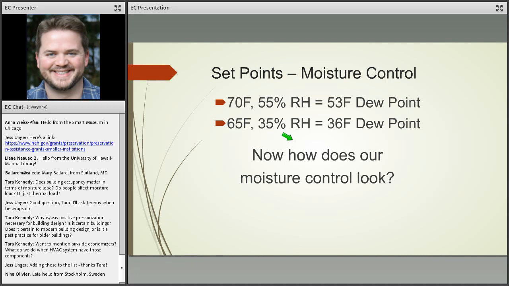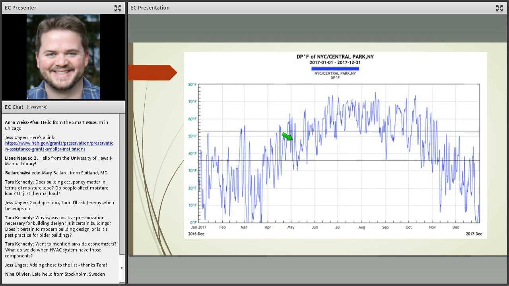If we plug these into that same chart, what does the aspect of moisture control start to look like? And here we are. Now notice that 70-55 condition was a 53-degree dew point, and that 65 degrees and 35% relative humidity was here at about a 36 or 37-degree dew point. So when we look at this range, we know that in the summertime, anything that is above that 53-degree dew point, and for all of you that are joining us from overseas, I do apologize that I'm only talking in Fahrenheit today.